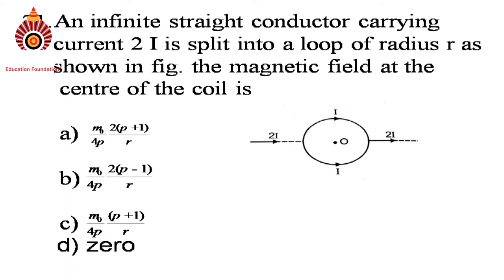An infinite straight conductor carrying current 2I is split into a loop of radius r as shown in the figure.